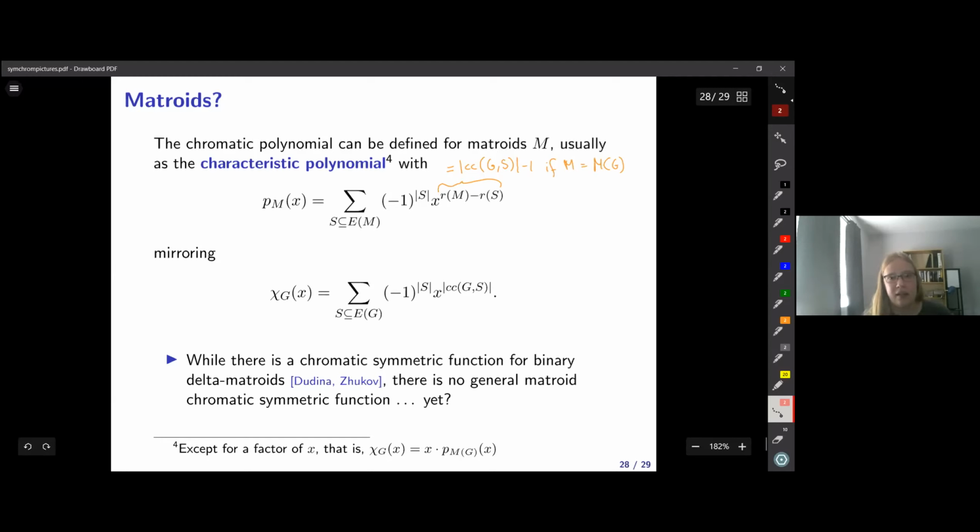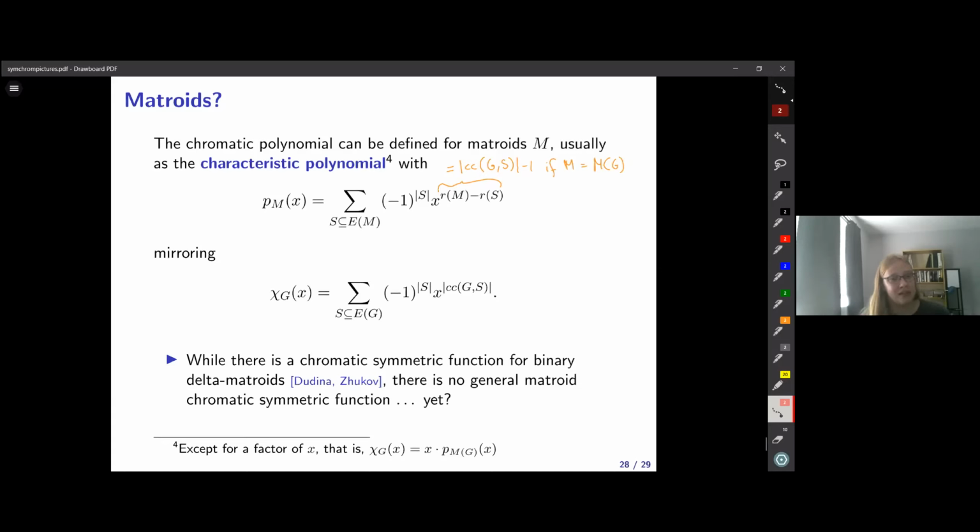because here we're looking at the rank of the whole Matroid minus the rank of a set, which is the number of connected components of the graph minus 1 if it's a graph, which I like to pretend everything is. And so the characteristic polynomial is somehow the exact analog of the chromatic polynomial for graphs.